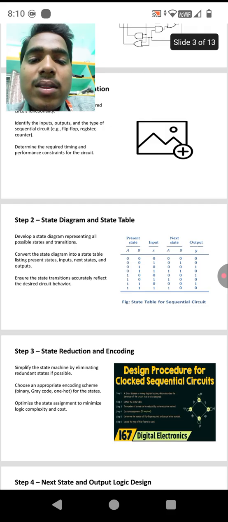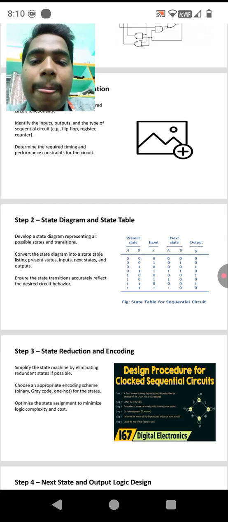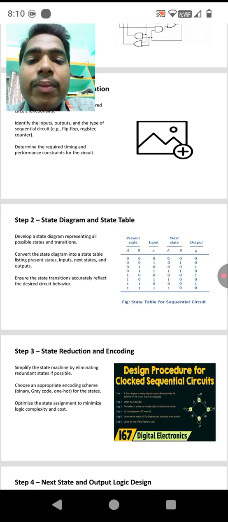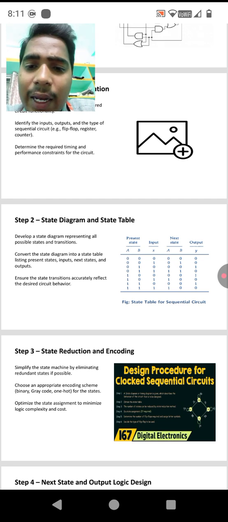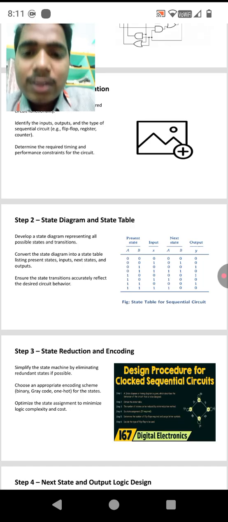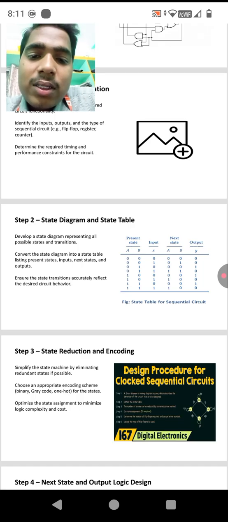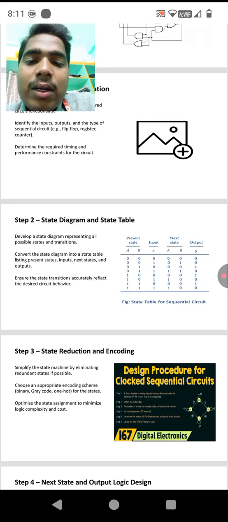State diagram and state table. Step 2, State diagram and state table. Develop a state diagram representing all possible states and transitions. Convert the state diagram into a state table listing present states, inputs, next states and outputs. Ensure the state transitions accurately reflect the desired circuit behavior.